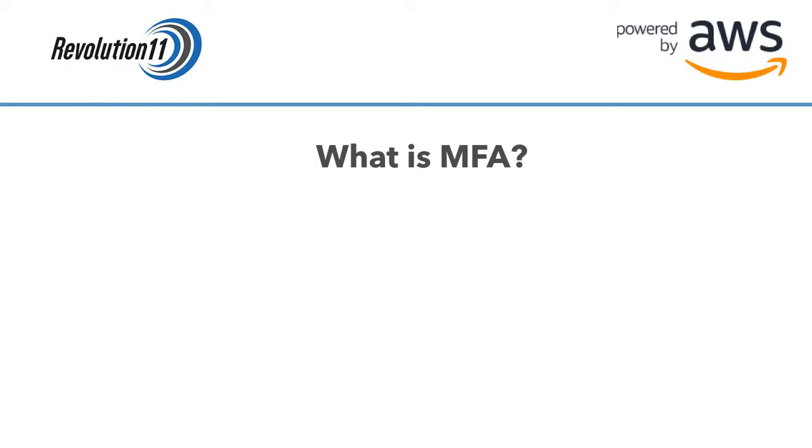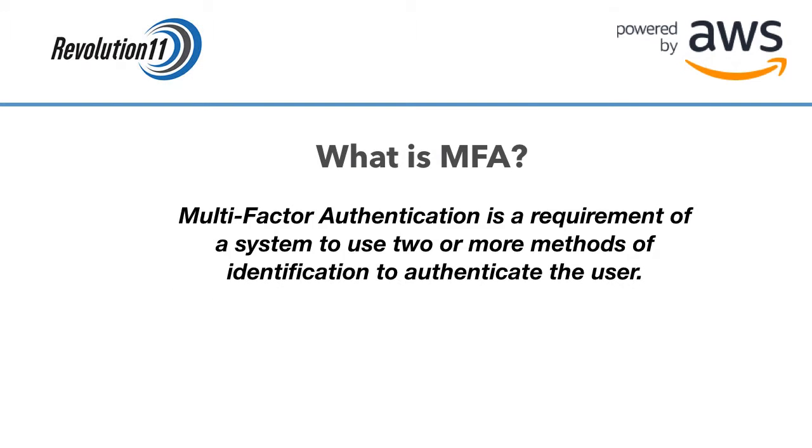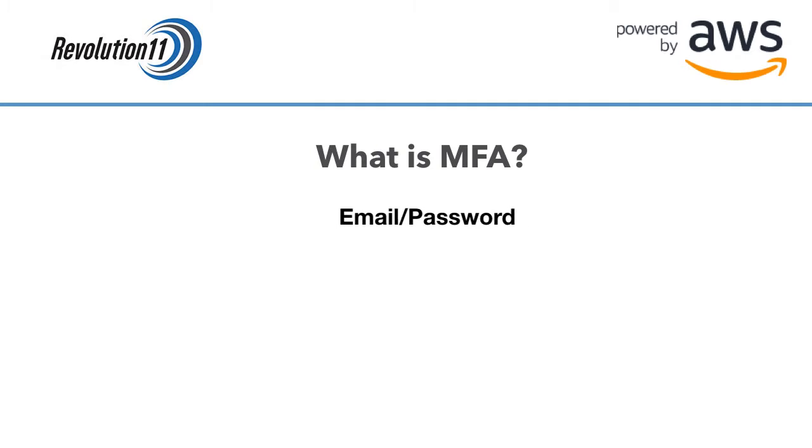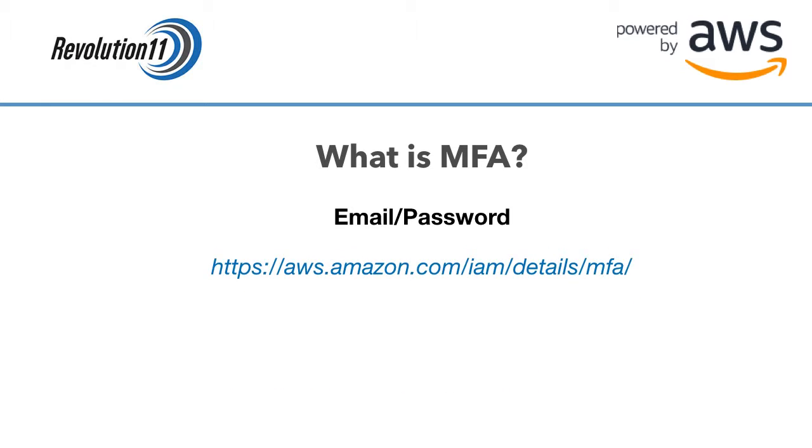Multi-factor authentication is a requirement of a system to use 2 or more methods of identification to authenticate the user. We're already set up with one method of authentication for the root user. We use their email and password to log on. You can pick a second method of authentication from the AWS MFA homepage.